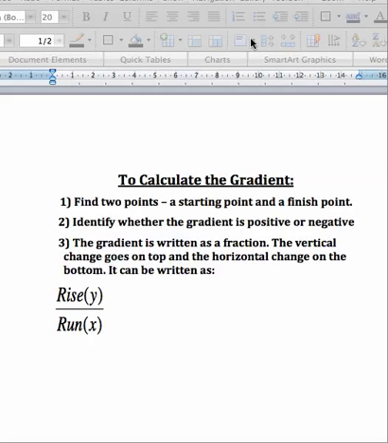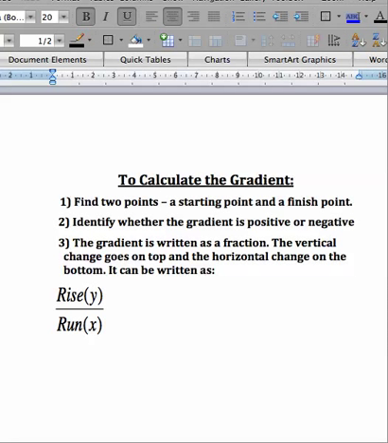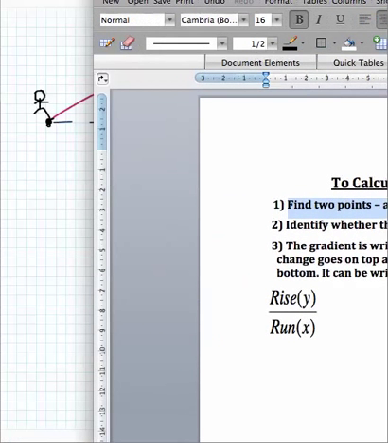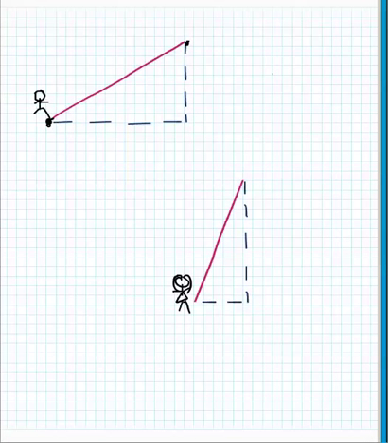So how to calculate the gradient, there are a few steps that we need to follow. And the first one is we have to find 2 points, a starting point and a finish point. So we'll look at each step by step. If we have a look at our examples here, we've got two people. We can call this person Jack and this person Jill. So Jack and Jill are trying to climb a hill.